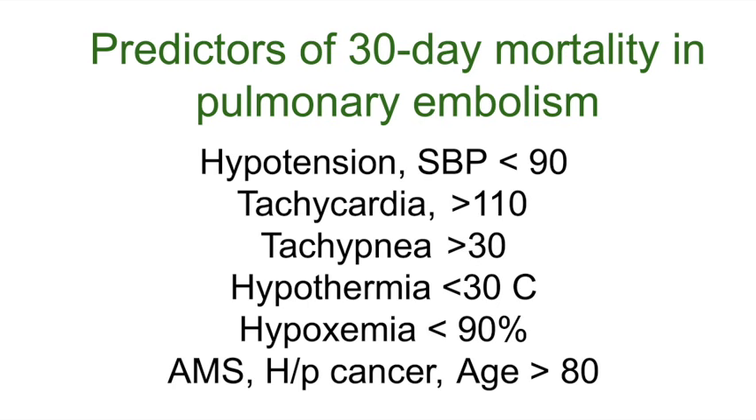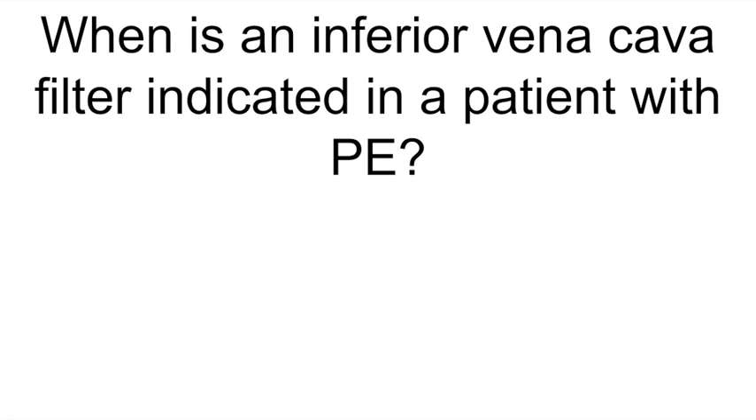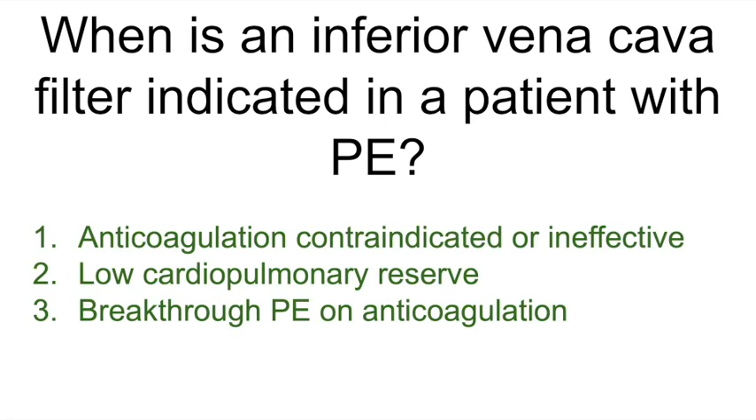When is an inferior vena cava filter indicated in a patient with a pulmonary embolism? If anticoagulation is contraindicated or ineffective, low cardiopulmonary reserve, breakthrough pulmonary embolism on anticoagulation. So filters may also be placed prophylactically in patients who are unlikely to tolerate another PE.